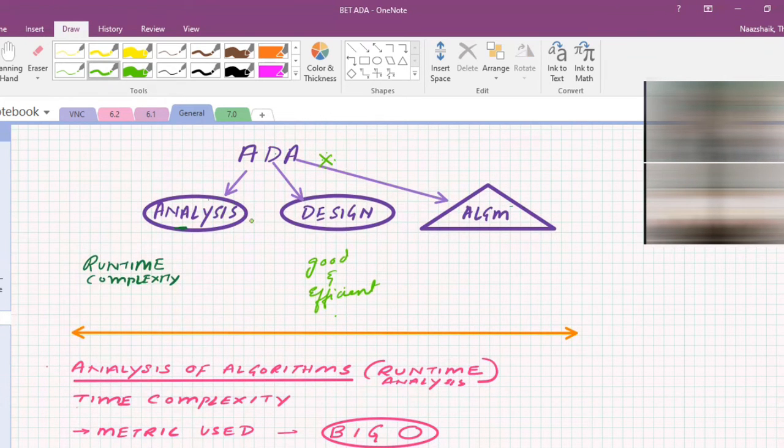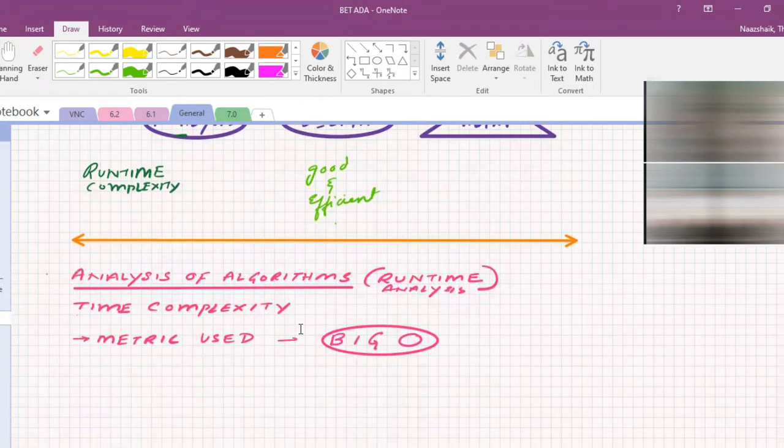We saw this in the last class where we said we need to analyze and use the analysis input into the design, and that way we will be able to come up with a good, efficient algorithm. Now, what do we mean by analysis of algorithms? Basically, it is telling when you run this algorithm, how much time it is going to take. This is the most important focus when we say analysis.